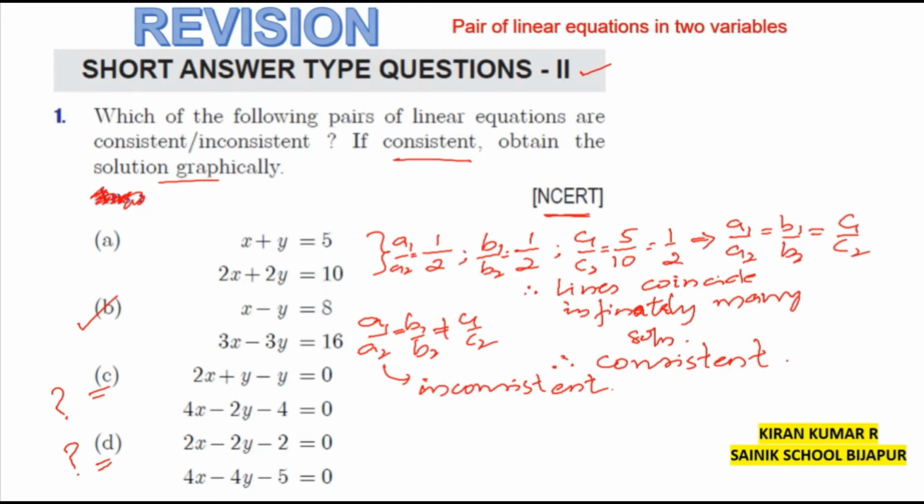I had given you this question. I have shown you how to check whether the given set of equations are consistent or inconsistent. If they are consistent, obtain the solution graphically. I had left two sub-questions of this main question. Hope you must have done that. Let us continue further part of revision. I'll take up the next question.